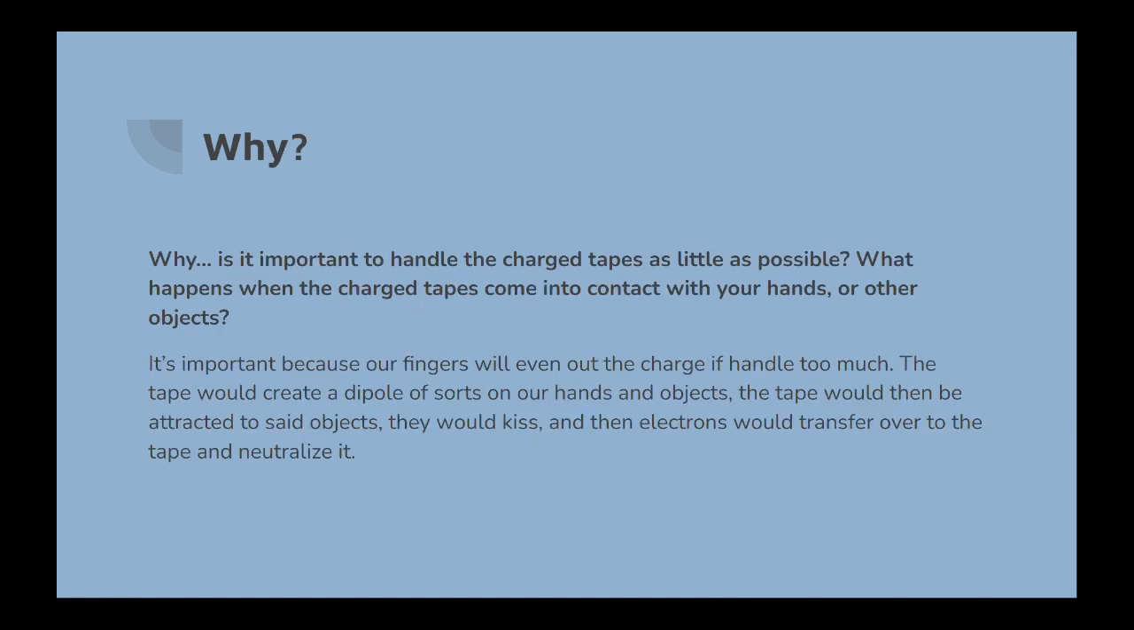And then why is it important to handle the charged tapes as little as possible? What happens when the charged tapes come into contact with your hands or other objects? It's important because our fingers and our hands will even out the charge if we handle it too much. So the tape would create a dipole with our hands and other objects, and the tape would then be attracted to said objects. The objects would kiss, and then the electrons would transfer over to the tape and neutralize it.